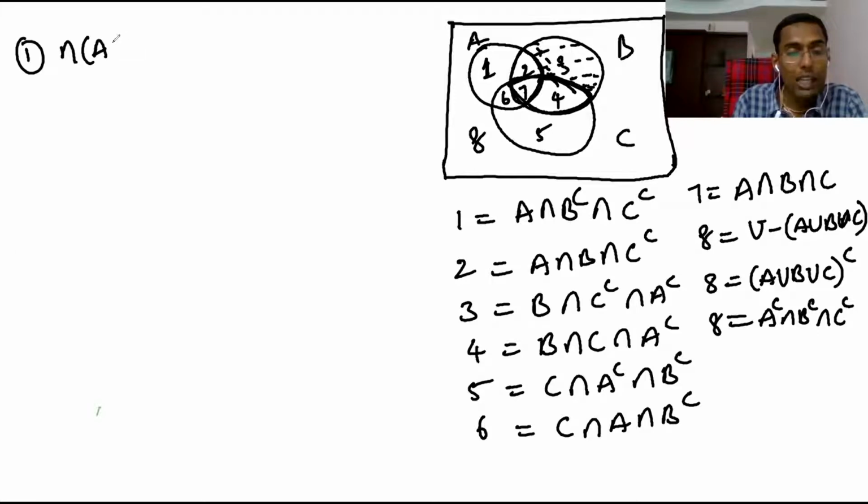Number of elements in A, you know, but now what I want is the number of elements in A and not B and not C, this one. So what is the formula for this? Number of elements in A.